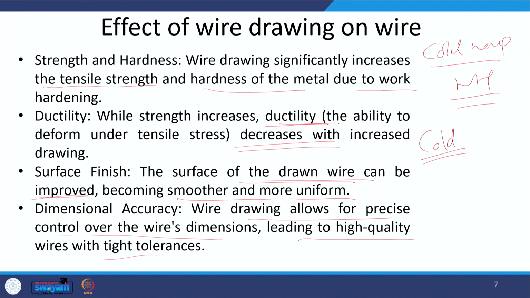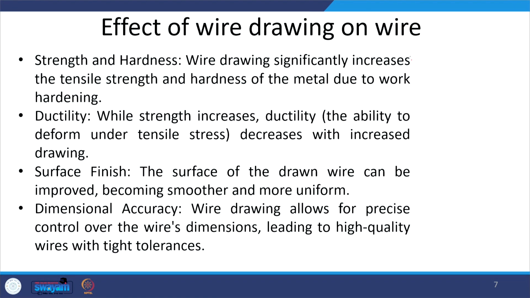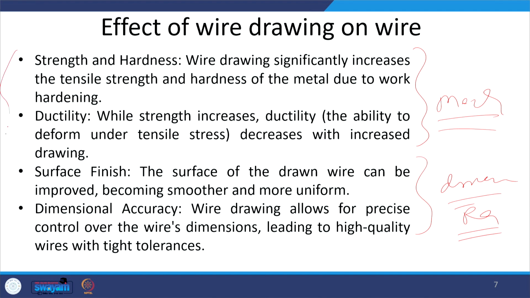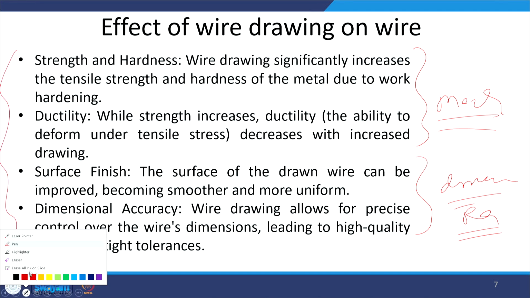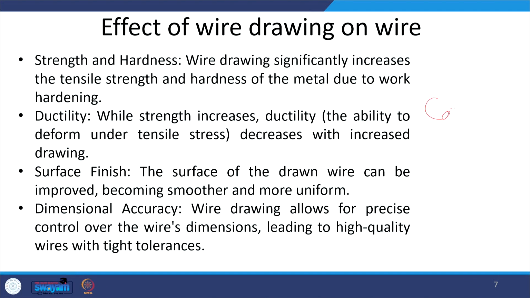So, the first two effects are related to the variation in mechanical properties, and the other two are about the dimensional aspect, where surface finish, that is the Ra, and close control over the dimensions are realized through wire drawing. The core cause of all these effects of wire drawing is the cold working.